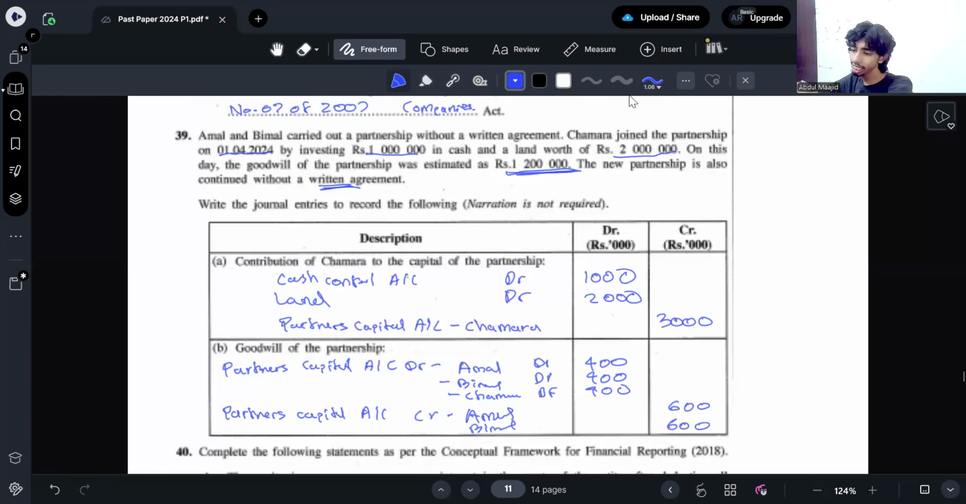Okay. There's an alternative way to show this. You can say Amal debit 400 and Amal credit 200, Bimal credit 200, Chamara debit 400. Okay. Here you can get the net impact. You can say partners capital account, Chamara debit 400. You can see Amal's credit balance is higher than debit balance by 200. So Amal credit 200, Bimal also credit 200. This answer also correct. This answer is also correct.